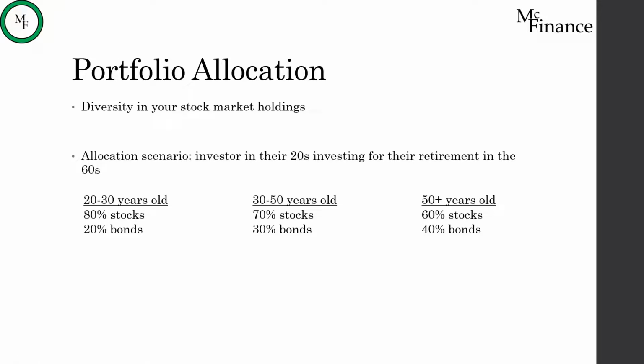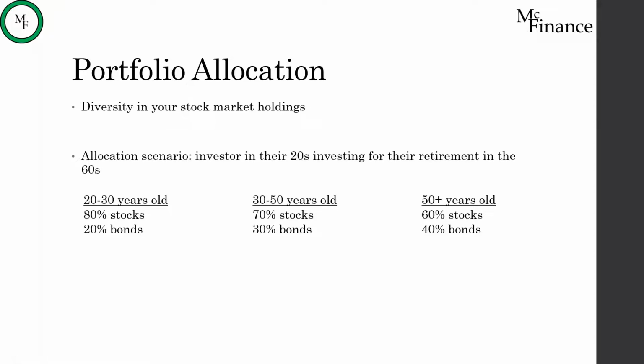Today, for our allocation, we're just going to go over the scenario of an investor in their 20s who's going to invest in stocks and bonds up until their 60s for when they retire. Important to know, when I say stocks, I mean stocks, ETFs, or mutual funds, with those mutual funds and ETFs focusing on diverse stocks.